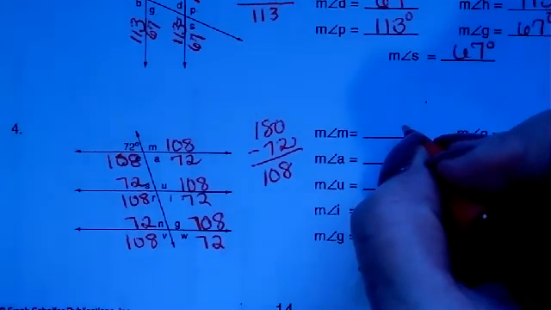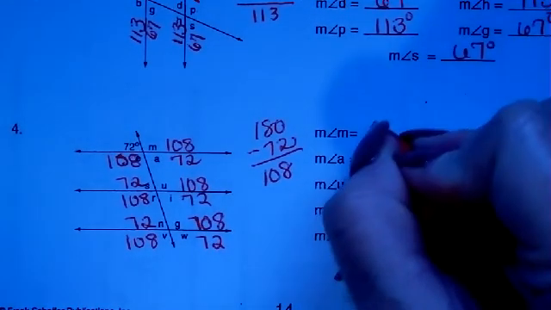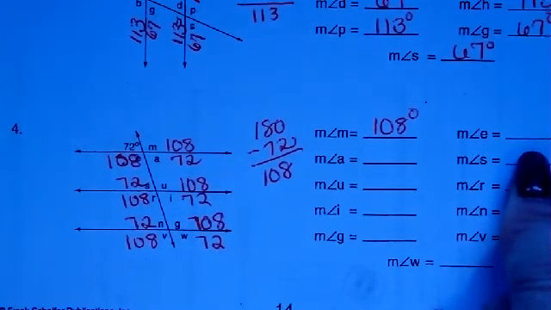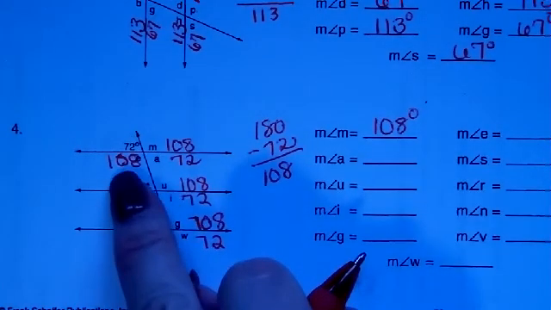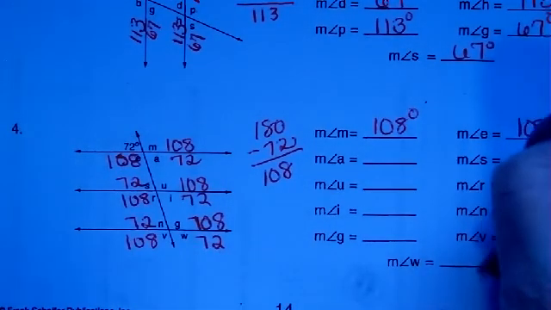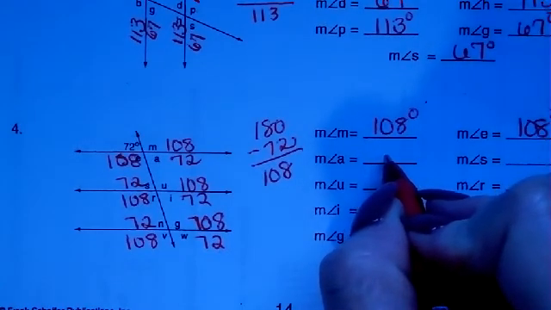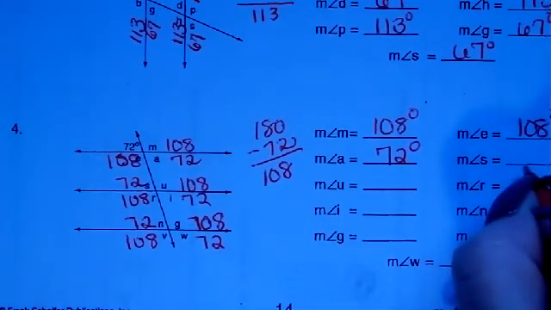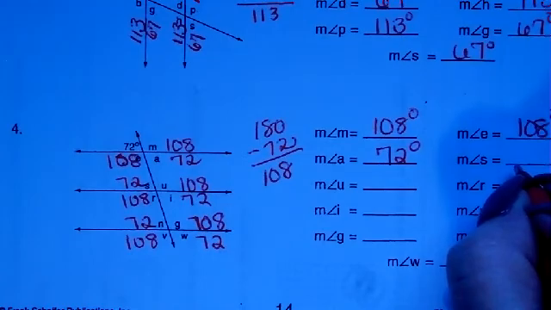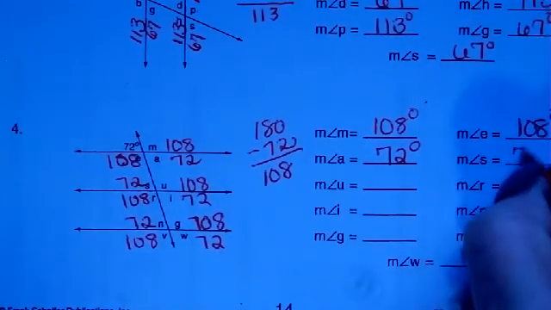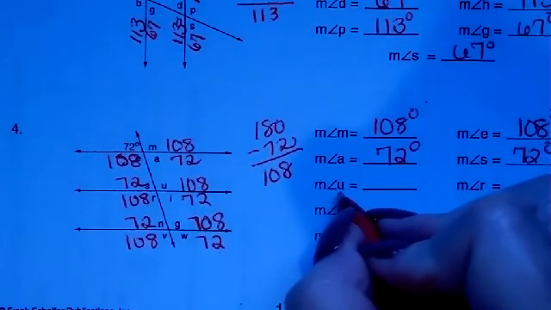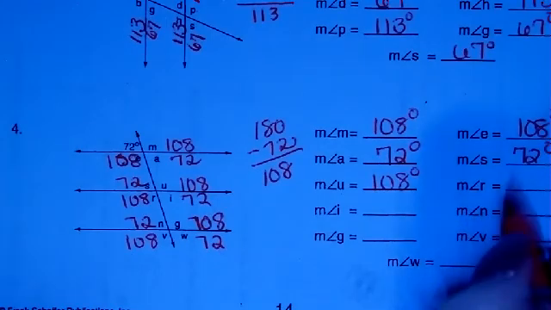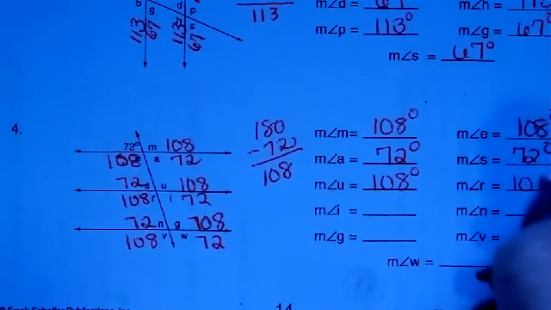The measure of angle M is 108 degrees. Right here's M. The measure of angle E, which right here is 108. Now go down on the next row. The measure of angle A, which is right over here, is 72. The measure of angle S, which is right here, that's 72. The measure of angle U right here is 108. The measure of angle R, which is right here, 108.